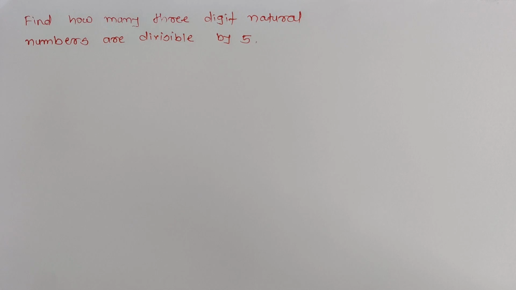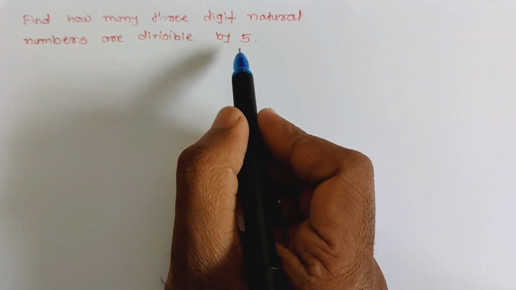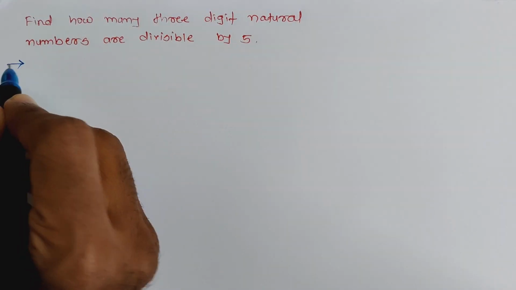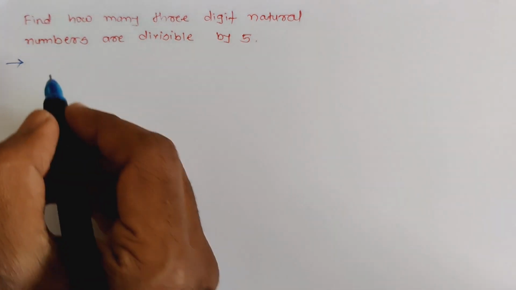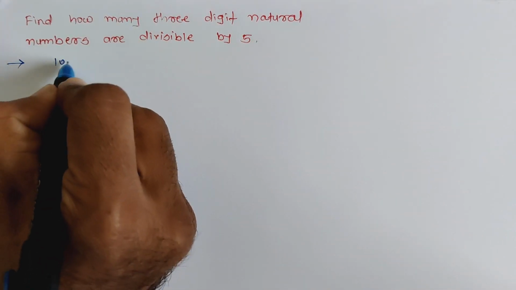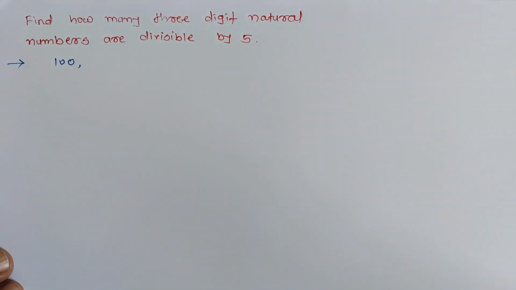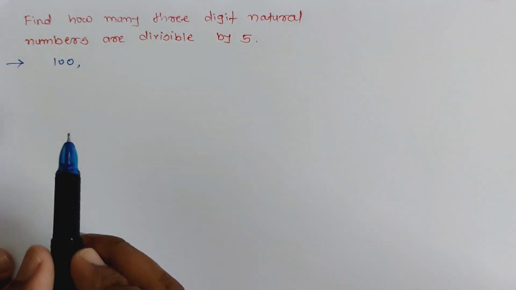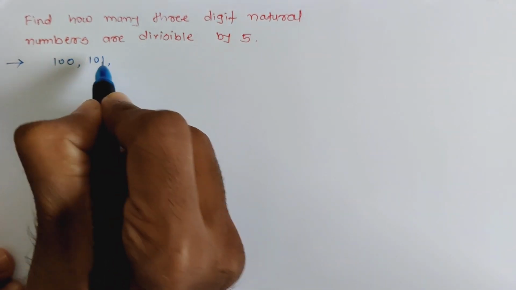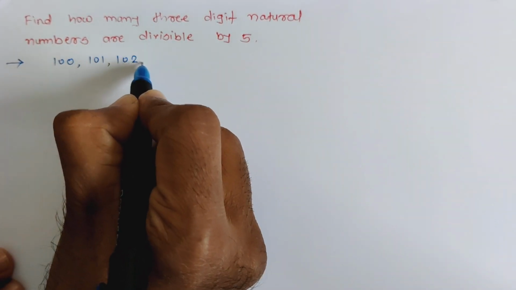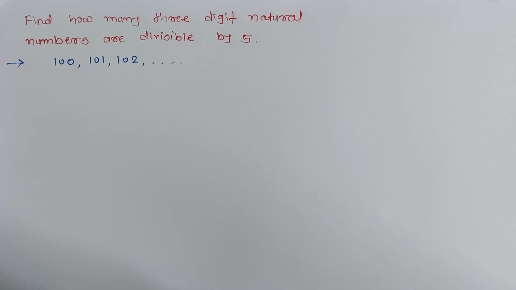Question is, find how many 3-digit numbers are divisible by 5. So for this one we have to find firstly the 3-digit numbers. The smallest 3-digit number, as we know, is 100, and here we want a 3-digit natural number. So the next natural number to 100 is 101, next to it is 102, up to now we need all the 3-digit natural numbers.